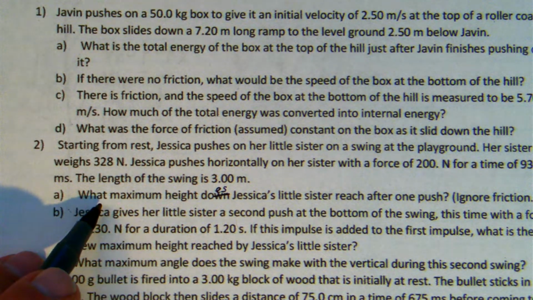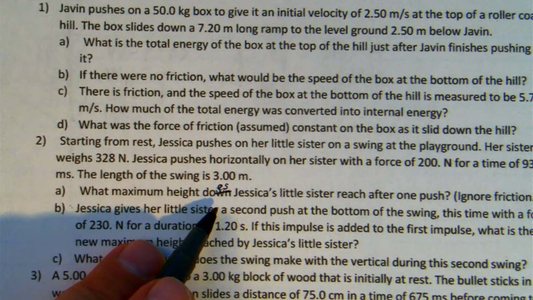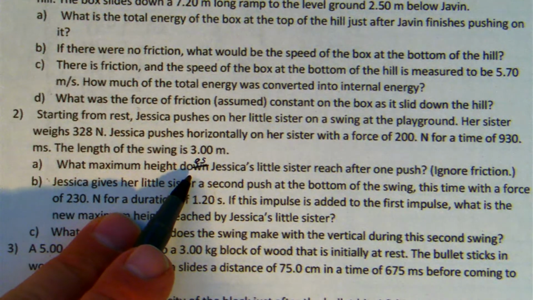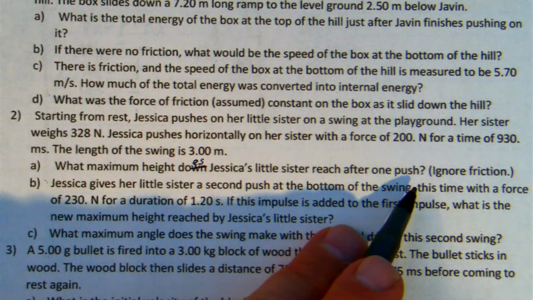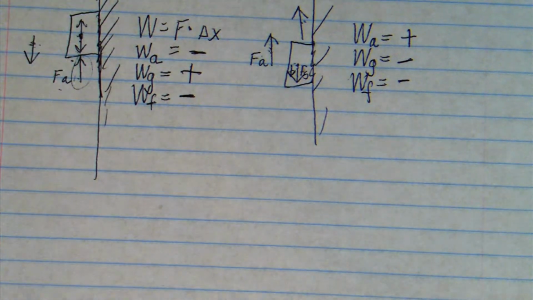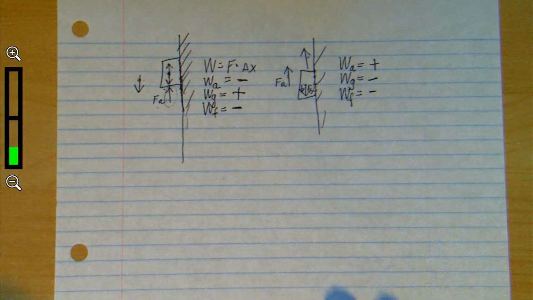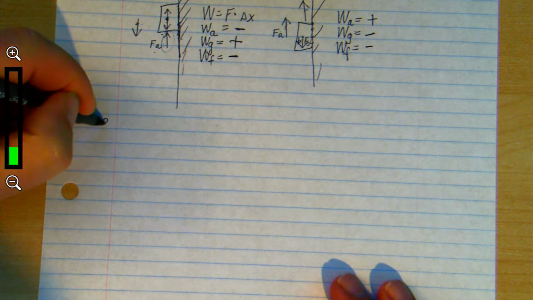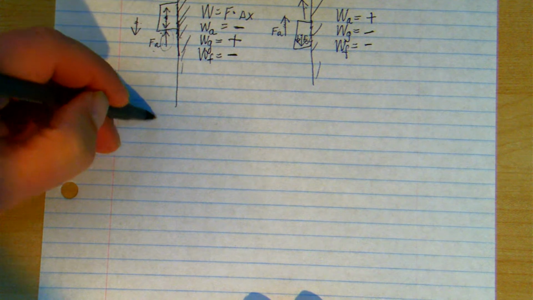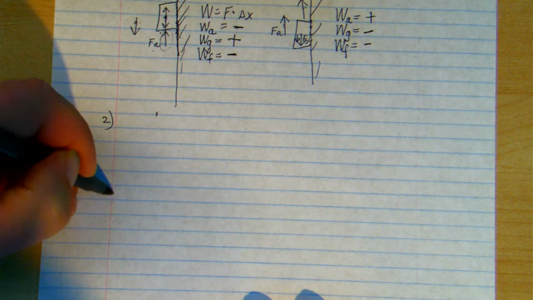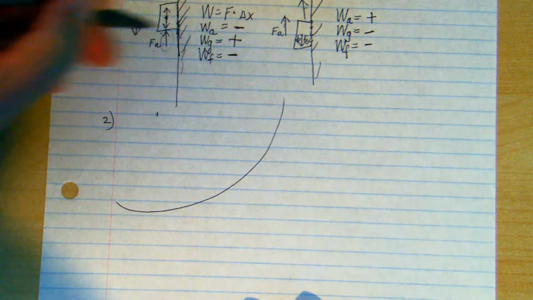Part A, what maximum height, and I know I wrote down, but that's a typo. I should have asked does. What maximum height does Jessica's little sister reach after one push, ignoring friction? I didn't have you do problems like this one before, so it's understandable if this one was a little too challenging to figure out. I have a swing.